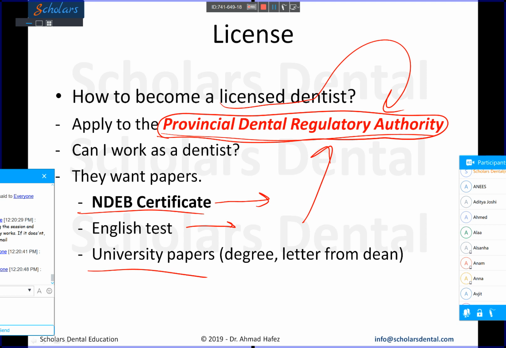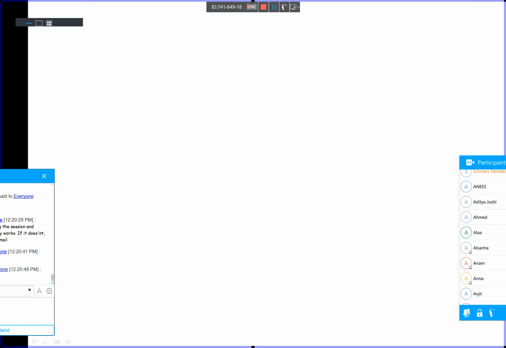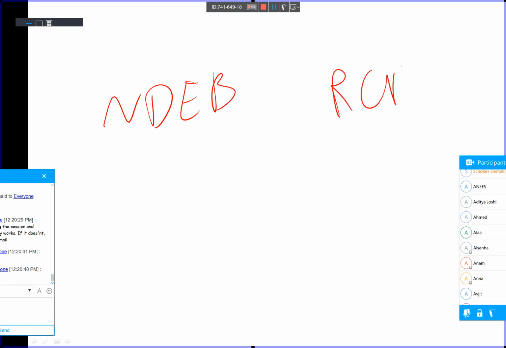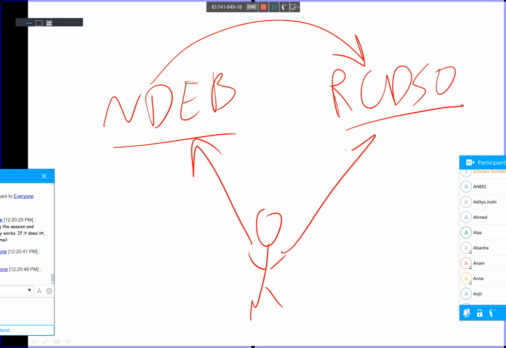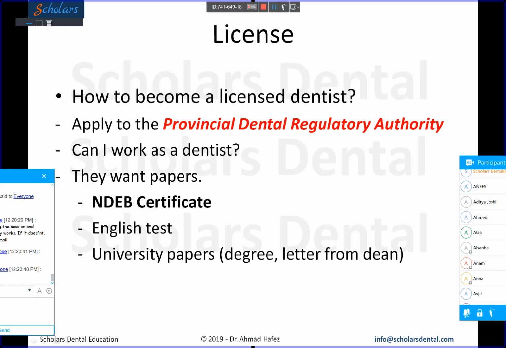Don't think that the NDEB and the RCDSO, for example in Ontario, are one organization. The NDEB is not going to send your university papers to the RCDSO. You're going to have to send your papers to the NDEB, then your papers to the RCDSO later on. So keep that in mind if you want to make more copies.